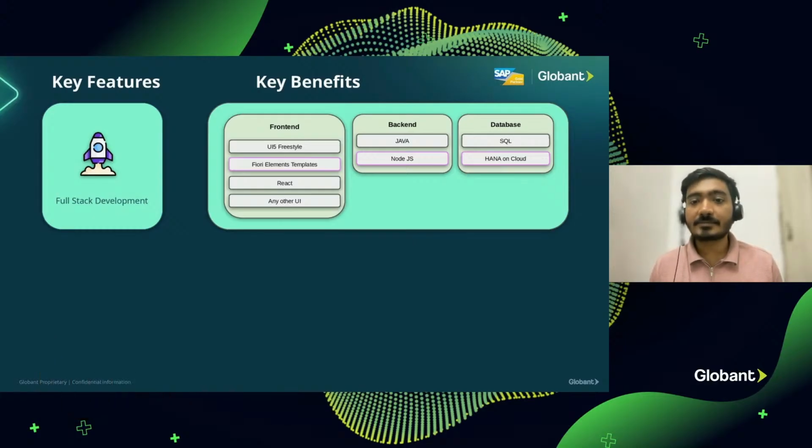Now the second part is backend. Backend comes in two flavors, as we have discussed. One is Java and another one is Node.js. With Java there is a framework called Spring Boot, and for Node.js there is a framework called Express. So you will implement your backend code in these two languages. And the last one is database. CAP supports all kinds of databases, but it recommends that you use HANA on cloud for a productive environment.